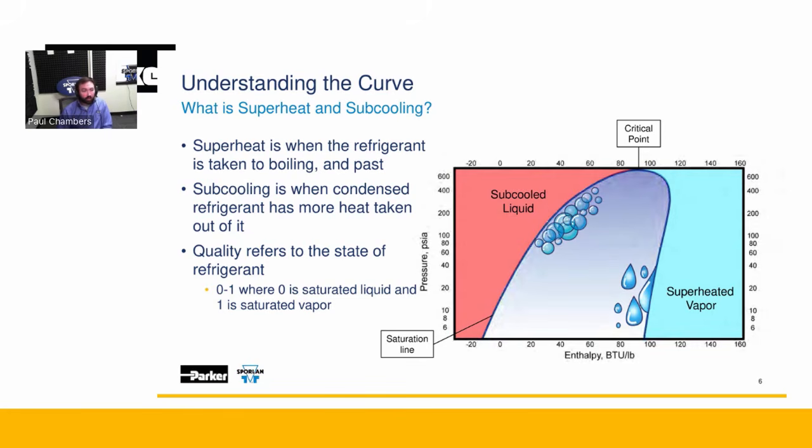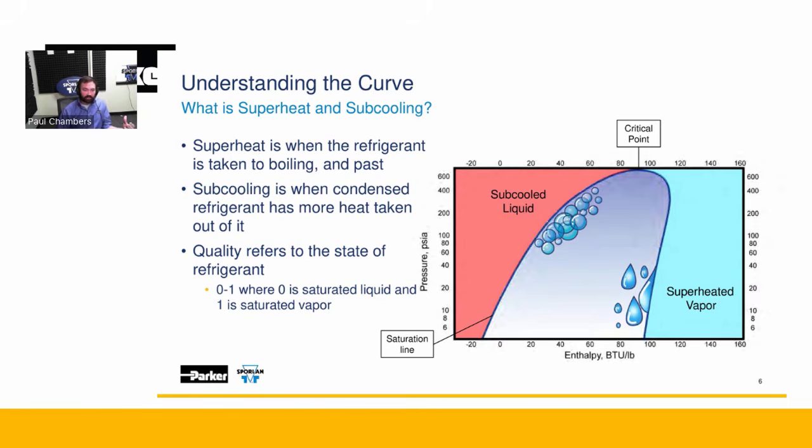You might hear people talk about quality of the refrigerant. When it's inside the dome, it's not one or the other, it's a mixture. Over on the left, where it says saturation line, that line is where it becomes a saturated liquid. That would be a quality of 0, because it goes 0 to 1 inside the dome. Over on the other side, where we see those droplets forming, that will be a quality of 1. Still another saturation line. We have the saturated liquid line and the saturated vapor line.